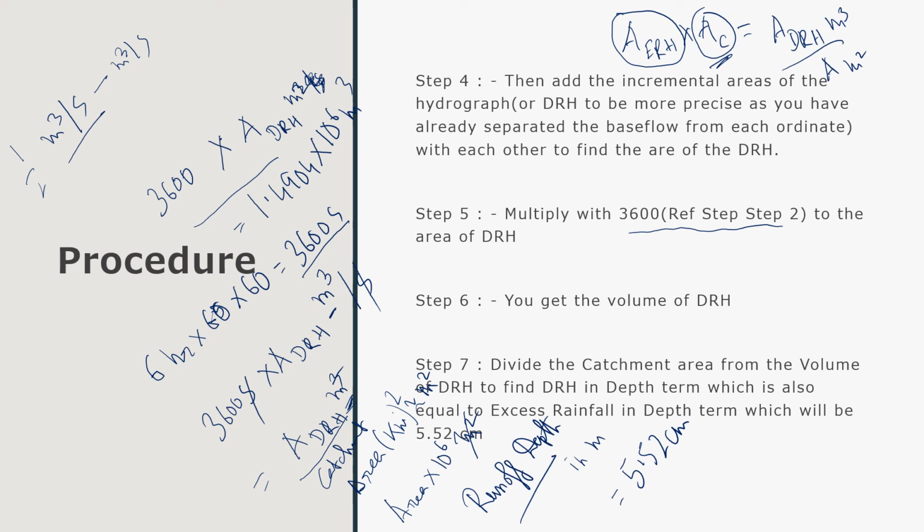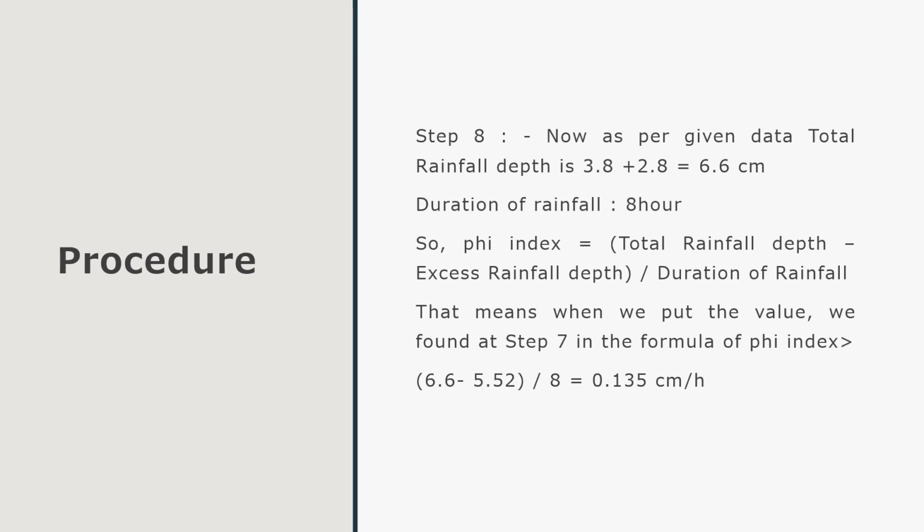So what happens is we have the rainfall excess depth. It will come as 5.52 centimeter. Now it is very easy. We already have total rainfall. Let us move to the last slide. Yes. Now as per given data, total rainfall is 3.8 plus 2.8, 6.6 centimeter depth. This I was talking about. Rainfall is given in centimeter. That is why we have taken the runoff depth also to the centimeter, and also the corresponding excess rainfall depth to the centimeter.